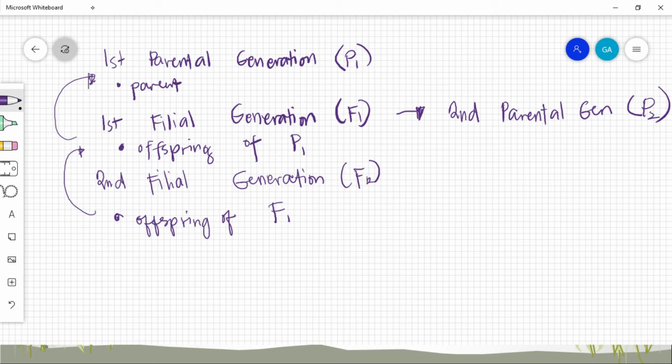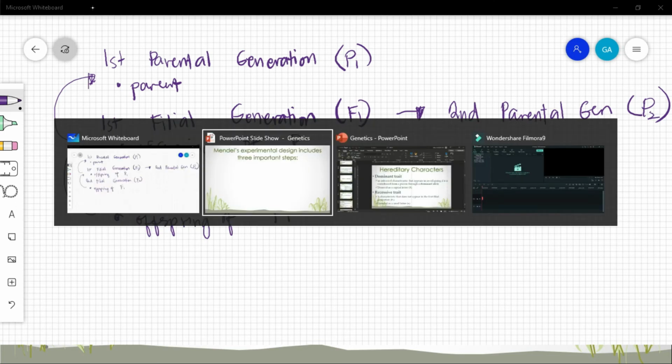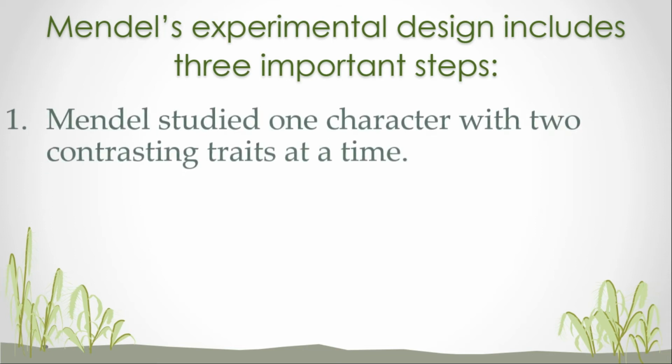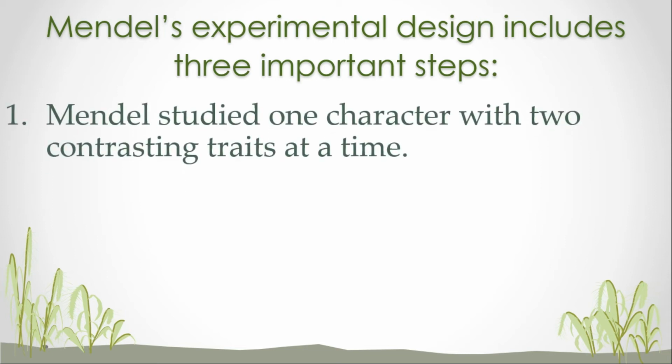Okay? So, balik tayo doon sa experiment ni Mendel. So, what are the 3 important steps from Mendel's experiment? Number 1, Mendel studied one character with 2 contrasting traits at a time. So, when we say one character, kung ano yung physical na attribute ng plant na yun. For example, seed color.